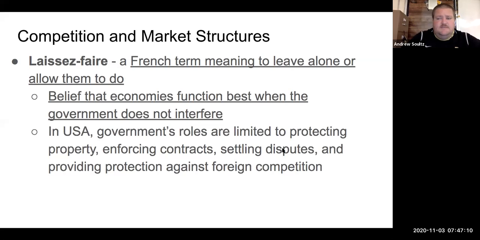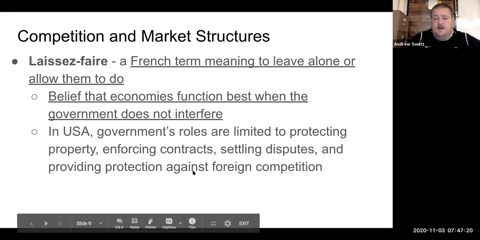Now, the government does have some roles, of course: protecting property, which we talked about with patents, enforcing contracts, settling disputes, and providing protection against foreign competition.